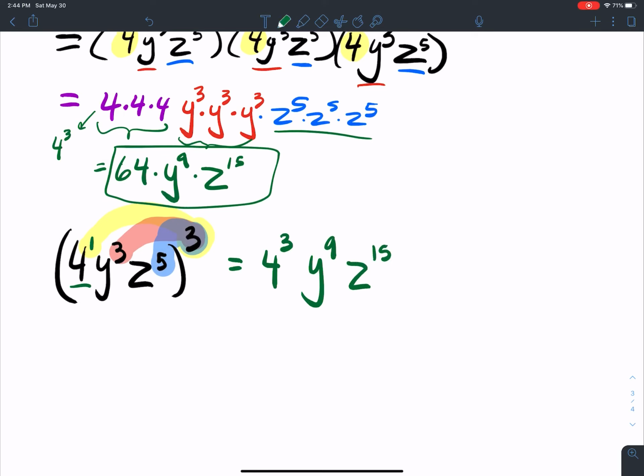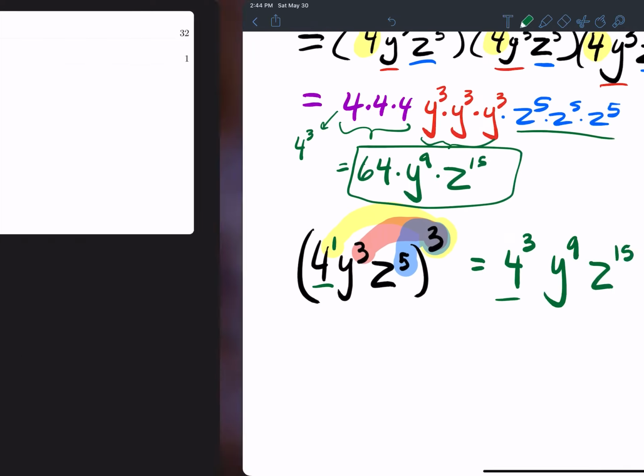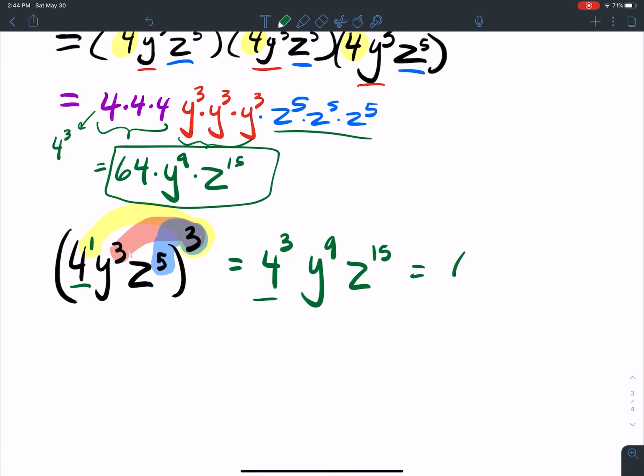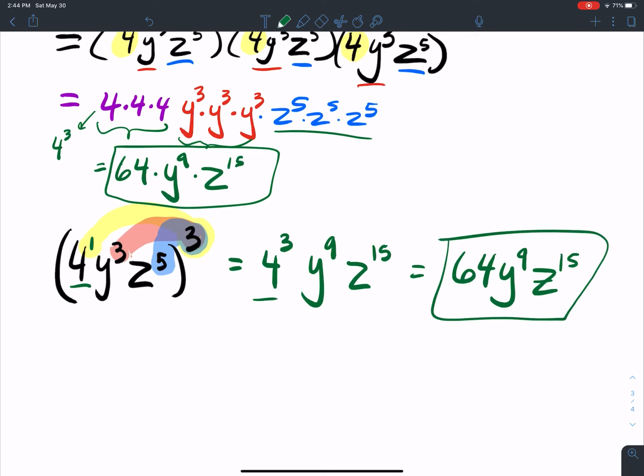So now the only thing we've got to do is type in 4 to the 3. And you can do it in your calculator if you don't feel comfortable. So let me clear this. 4 raised to the 3. 64 going on right there. So that's 64, y to the 9th, z to the 15th. And you got it. So that's what you're looking for.